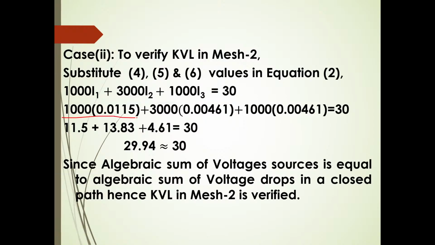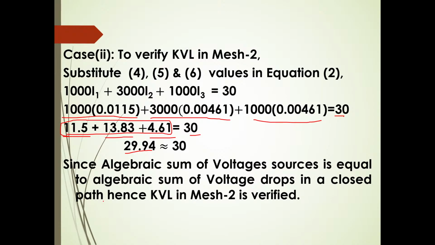Okay, 1000 into 0.0115, what do you get? 11.5. 3000 into 0.00461, what do you get? 13.83. 1000 into 0.00461, how much do you get? 4.61. So equal to 30. Now add all these three. If you add, what do you get? 29.94, which is approximately equal to 30.